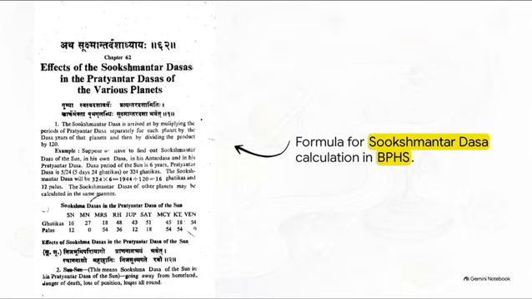The text uses a great example, calculating the Sun's sukshma inside its own pratyantar. You take the 324 gatikas of the pratyantar, multiply that by the Sun's 6 dasa years, which gives you 1,944.